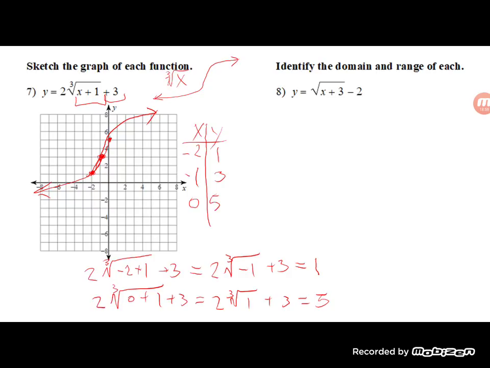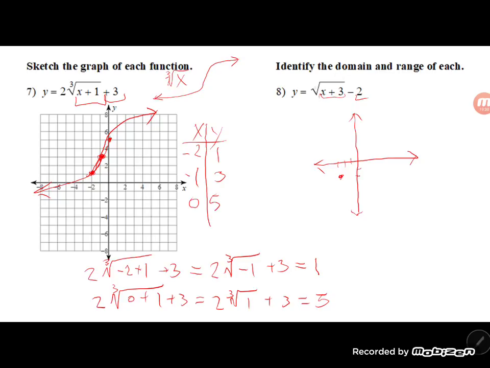Alright, identify the domain and the range of each. I always think it's easiest to use a graph when doing this. It allows you to see it, so we're going to go ahead and make a graph. Kind of like before, we're going to quickly approximate where the vertex is. It's going back 3, 1, 2, 3, and down 1, 2. Right there.